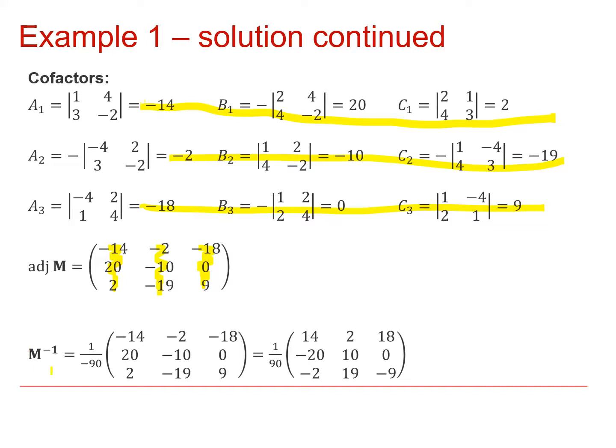My inverse, final step, my inverse then is to divide by the determinant. If you remember, that was minus 90. So I get 1 over minus 90 times the adjoint of M. Now this minus 90 outside here, you could take that minus sign inside the matrix and it will affect every single element in the matrix. So you could write your inverse like that, but it's really not necessary most of the time.